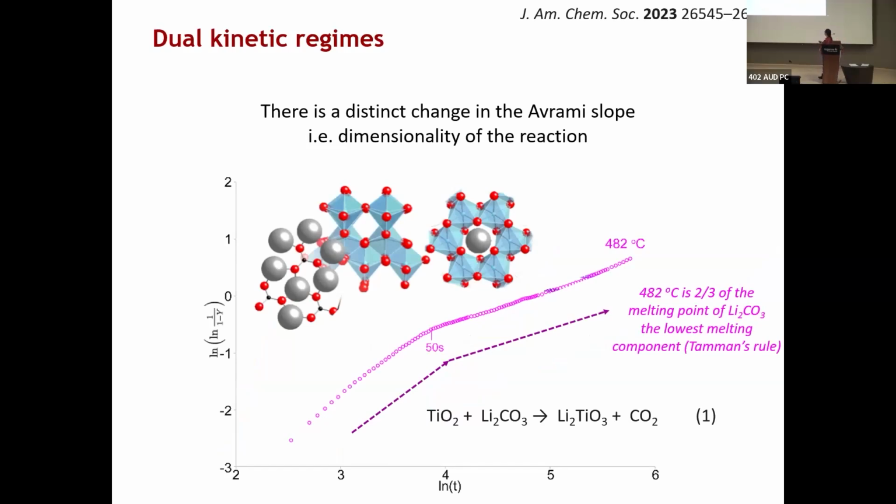So that's the temperature that you would go to if you were following Tammann's rule for your synthesis. So we can see when we do the Avrami analysis, we end up with two distinct slopes. So we have one slope at the beginning, and then it shifts to a lower slope. So that's telling us that this reaction propagation, the fast part, is associated with a higher dimensionality, and then we have a change in how the reaction is propagating at a very distinct point, and we end up with a lower dimensionality of that transformation.